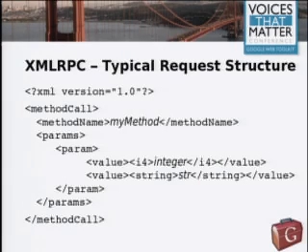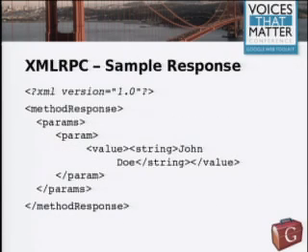You have the method name to invoke. You pass a tag with parameters, and then you pass the individual parameters inside that. There's additional type flags for what the actual parameter types are. And here's a sample response, which looks pretty much the same, except you don't have a method call. And there's a different format for failures.